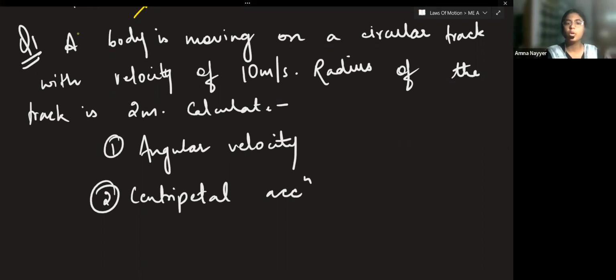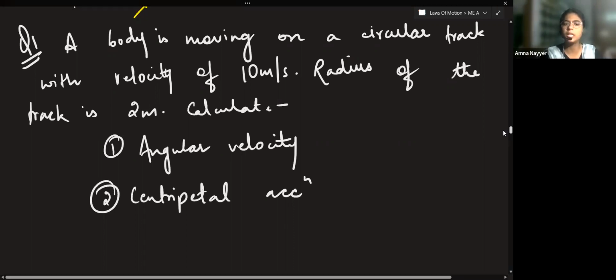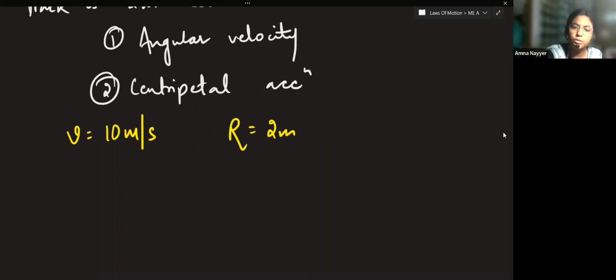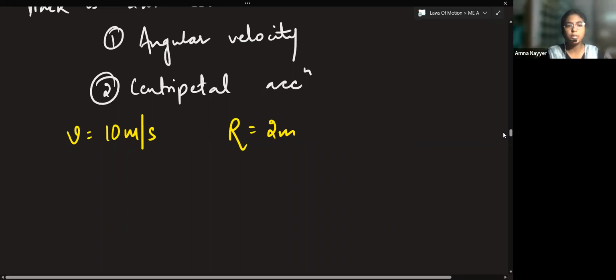Now see, velocity is given to you and radius. Only two quantities are given to you. Velocity is given as 10 meter per second and radius is given as 2 meter. Only these two quantities are given. So which formula should we use for angular velocity?